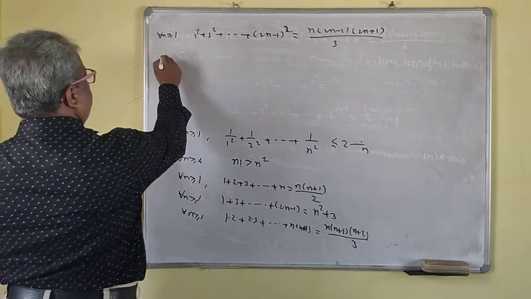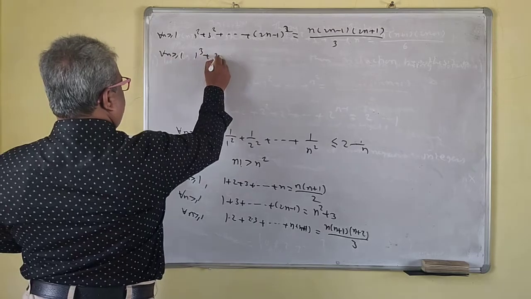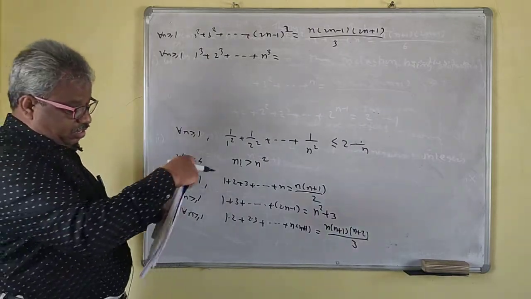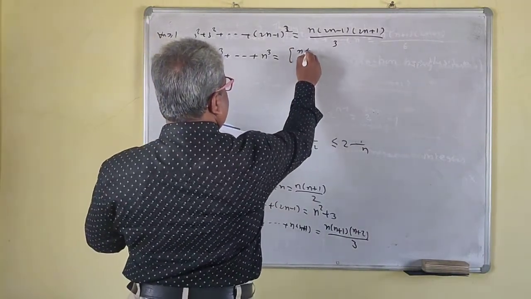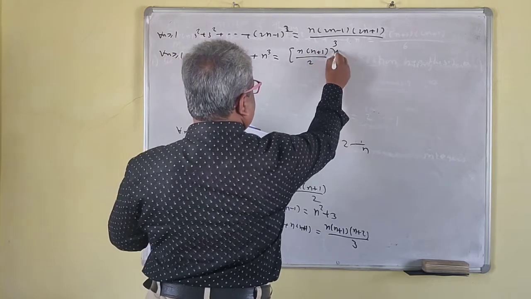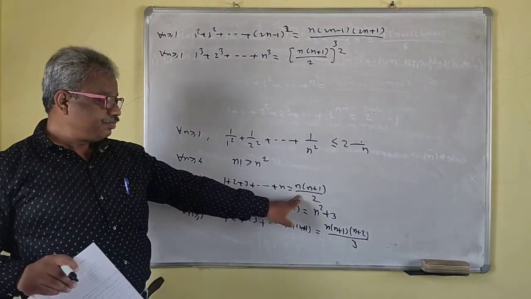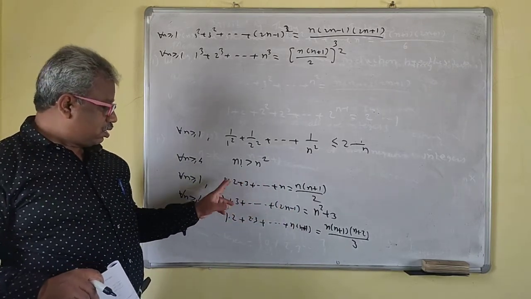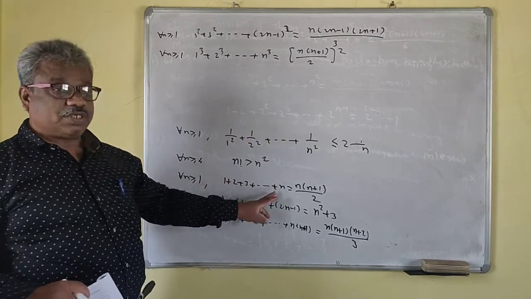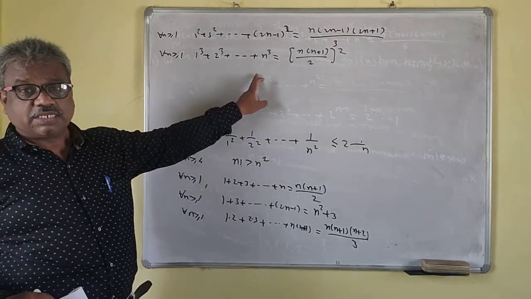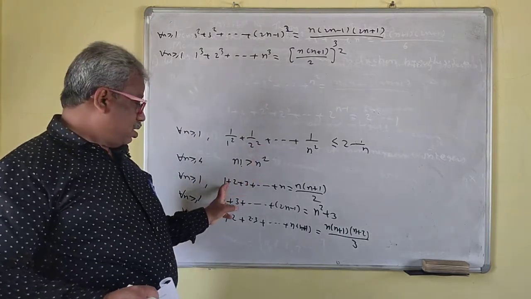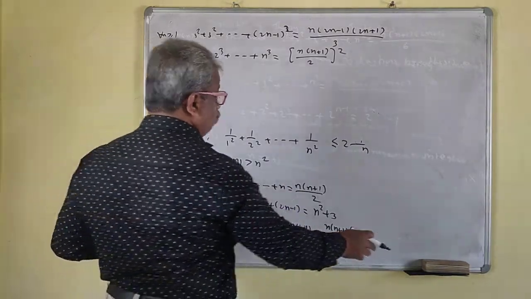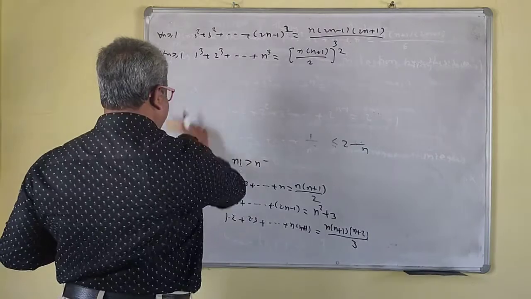Okay. Now next, for all n greater than or equal to 1, 1 cube plus 2 cube plus dot dot dot. This is the sum of the cubes of the first n natural numbers. So this is n into n plus 1 upon 2, whole square. Okay. So that means the sum of the cubes of the first n natural numbers is the same as the square of the sum of the first n natural numbers. Okay. So you should remember this. These are the points you should remember.